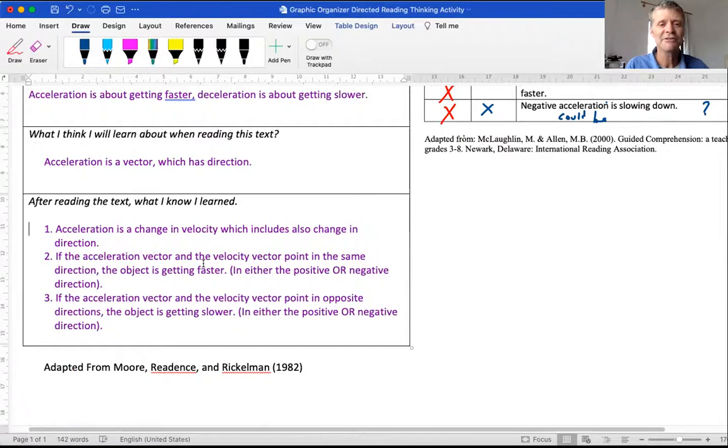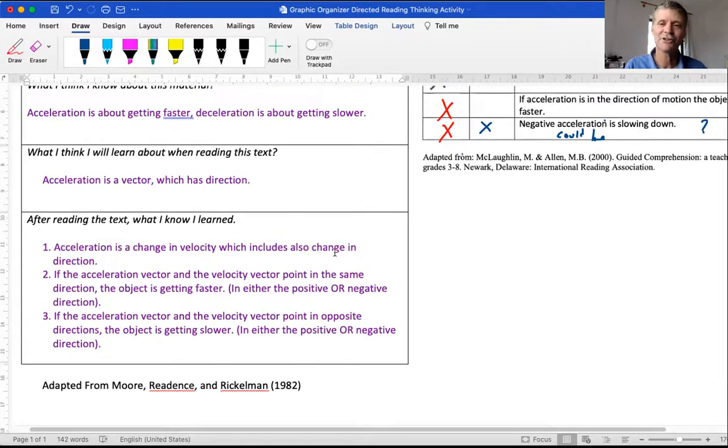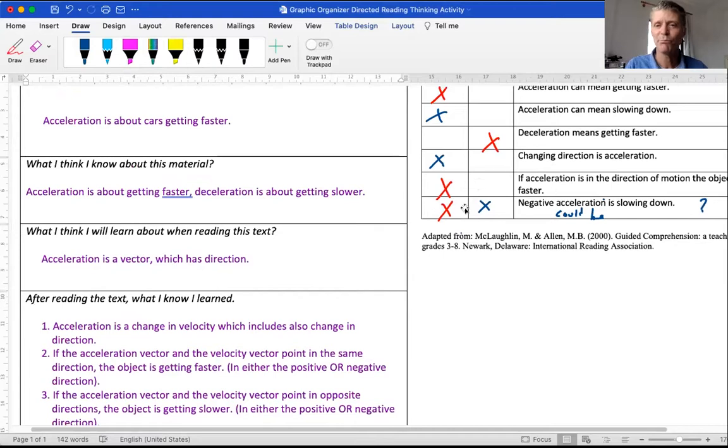Two, if the acceleration vector and the velocity vector point in the same direction, the object is getting faster in either the positive or negative direction. If the acceleration vector and the velocity vector point in opposite directions, the object is getting slower in either the positive or negative direction. And that's what this last box indicated.